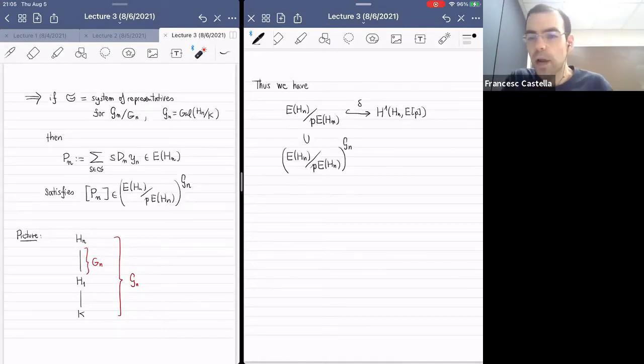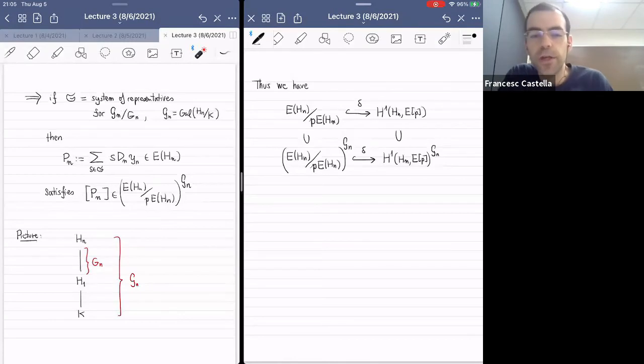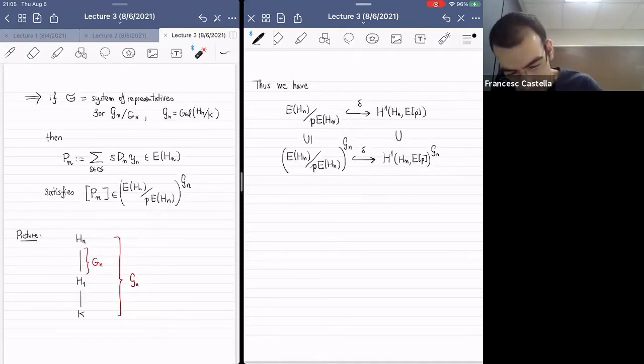And then the Kummer map is Galois equivariant. So it will take fixed points to fixed points under Galois action. So the Kummer map will take this subspace to the corresponding homology classes fixed by the same Gn. Okay, and here we have a natural inclusion. And now here is where we use our hypothesis on the prime P that we haven't used yet. We want to produce classes really defined over K.